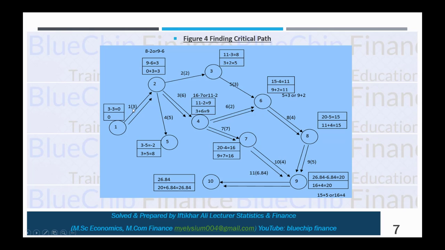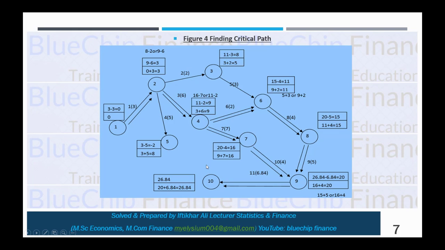So if we calculate the average time for these different critical paths, 3 plus 3 plus 6 is equal to 9, and 9 plus 7 equals 16. 16 plus 4 equals 20, and 16 plus 10 is 26. So that is one possibility, and another possibility is that we go from direction 1 to 2, 2 to 4, and then 6, 6 to 8, 8 to 9 and 10.